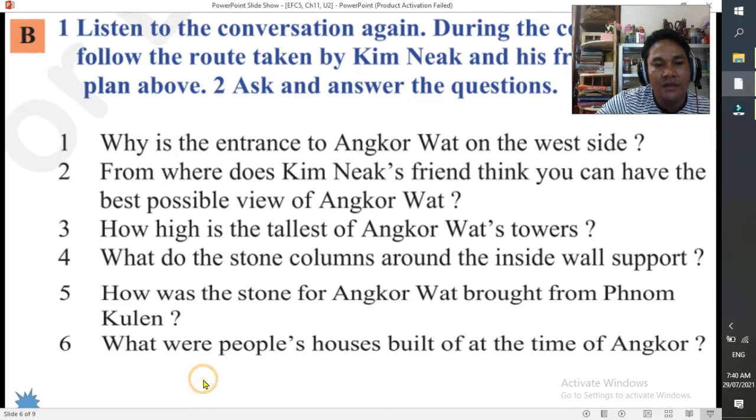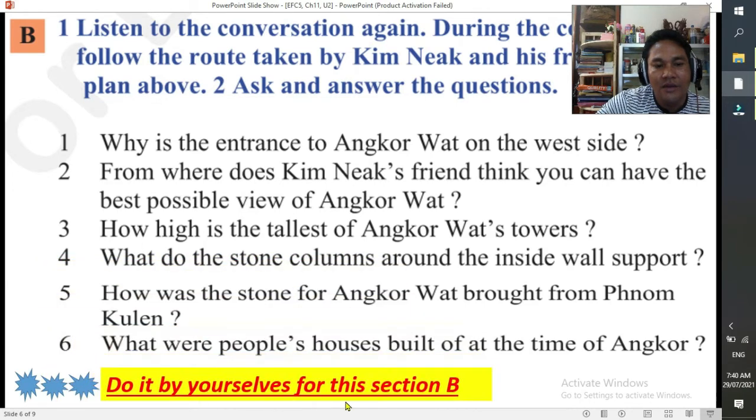But this section I want to specify that you can look at this 3 star here. It means that I want you to do it by yourself. Do it by yourself for this section B. So you have to answer all these 6 questions by yourself at home. I don't do it for you right now. Okay, so we can skip this one, but skip for teaching you, but you can do it by yourself at home.